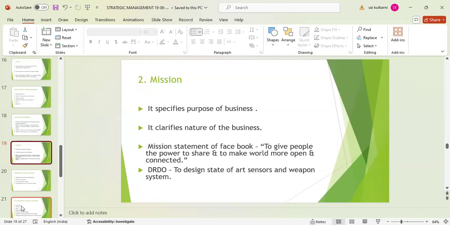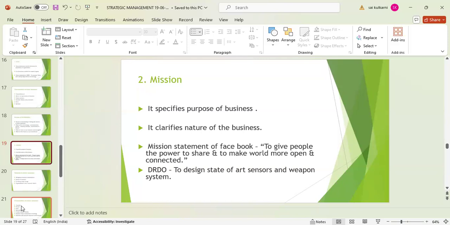Now what is mission? It is dependent on the base of the vision statement only. It specifies the purpose of the business. What is the purpose of the business? It tells. We can explain the same with the help of an example. In the vision statement, the future dream is shown. And in the mission statement, it specifies the purpose of the business. So the nature of that business can be defined in the mission statement very clearly.